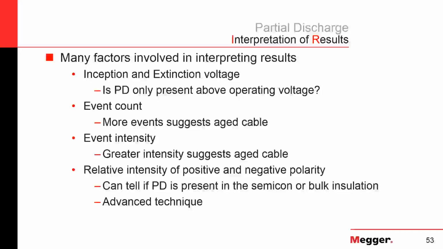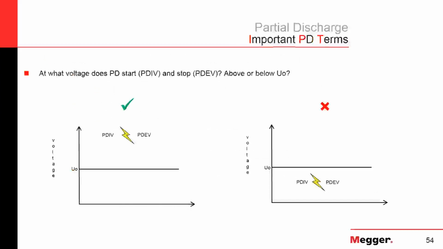Or is it the void on the semicon and insulation boundary on the outer side of the cable or on the inner side of the cable? And that will swing the polarity bias one way or the other. Long story short, in cables, any partial discharge is bad, but this will give you a little bit of information about what might be going on.